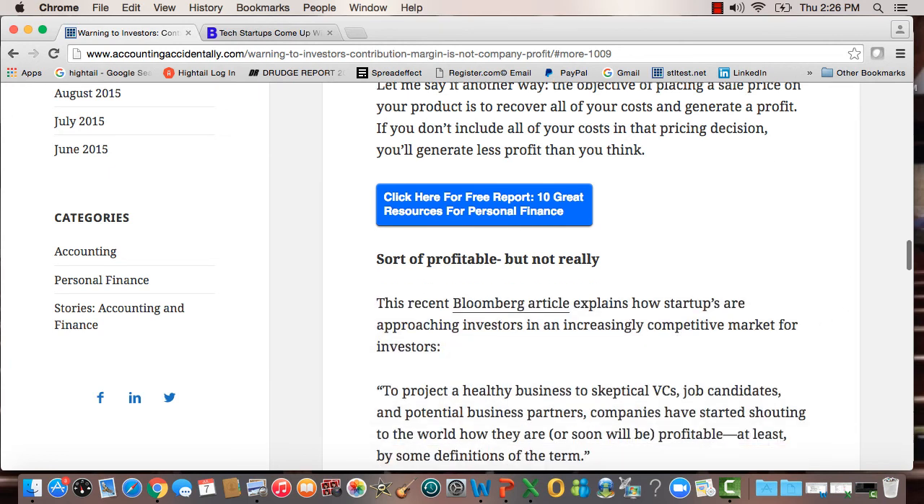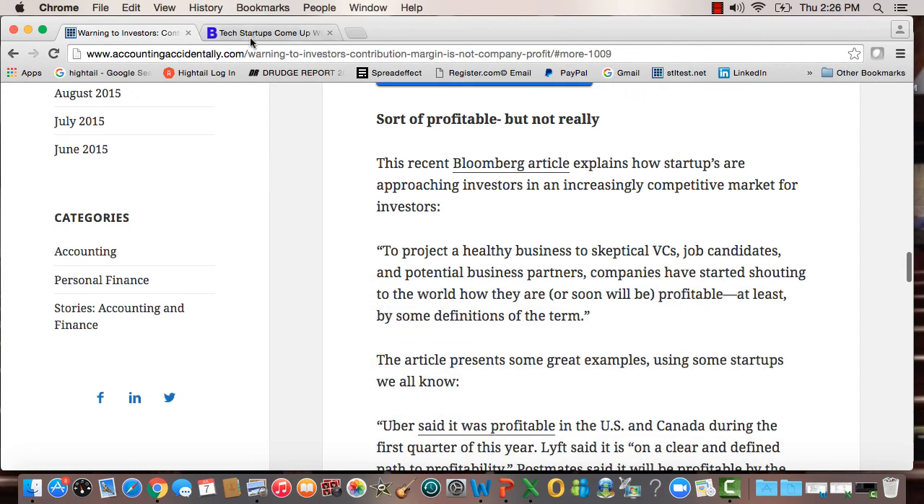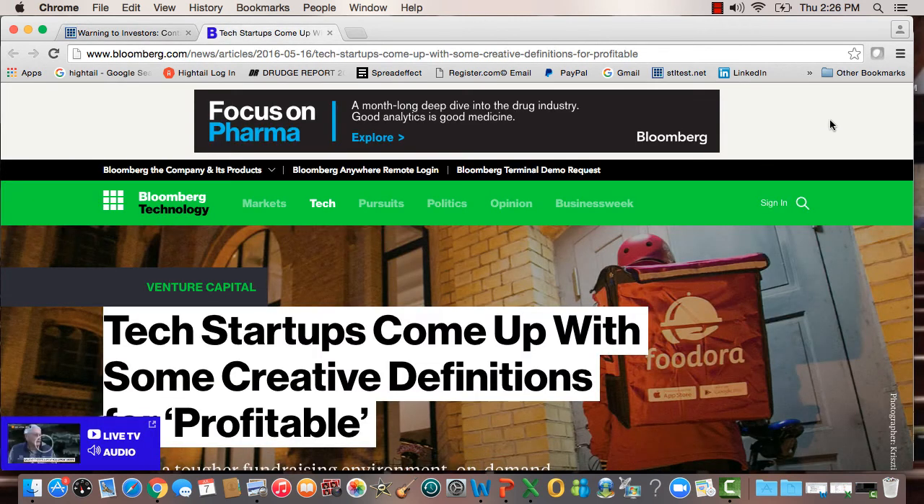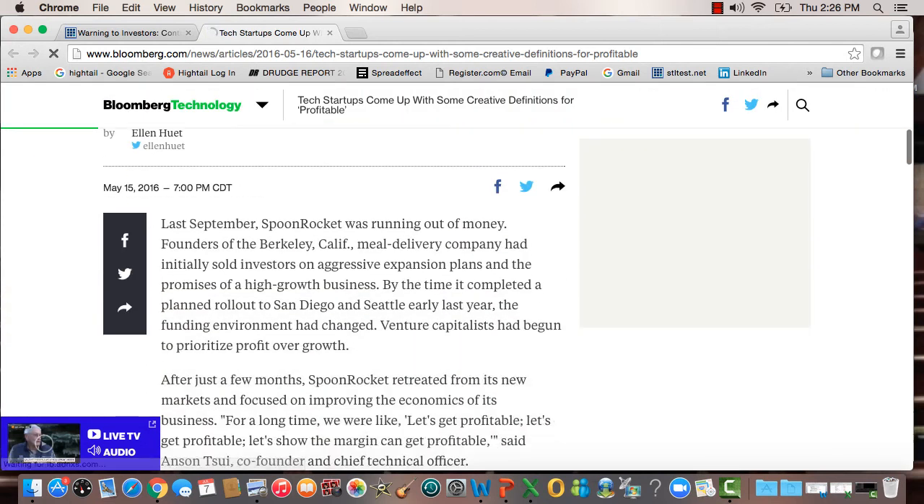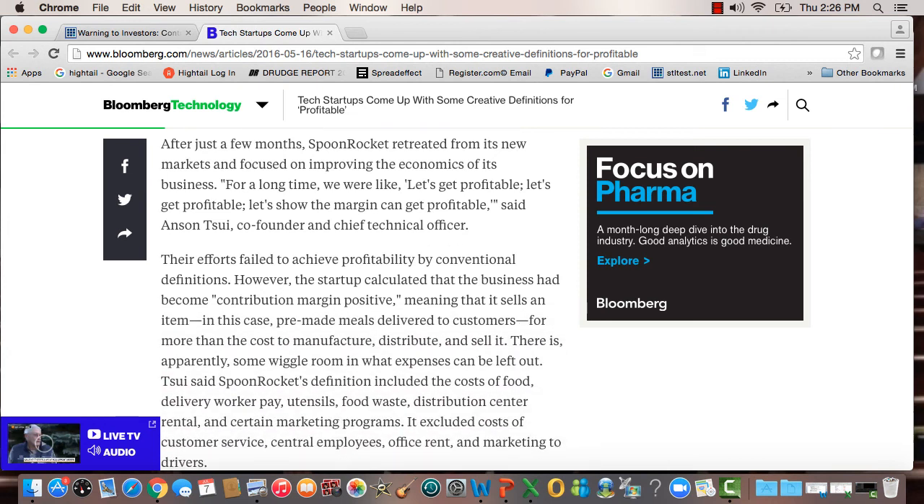This all rolls into setting a sale price. The objective of placing a sale price on a product is twofold: to recover all your costs and to generate a profit. If you don't, and this is so critical, if you don't include all of your costs when you price your product, you're not going to have the profitability level that you think. So it's this Bloomberg article that I thought was so interesting. What they talk about is how some startup companies are marketing themselves, their financials, to get more fundraising, to go to venture capitalists, private equity firms to get more money.